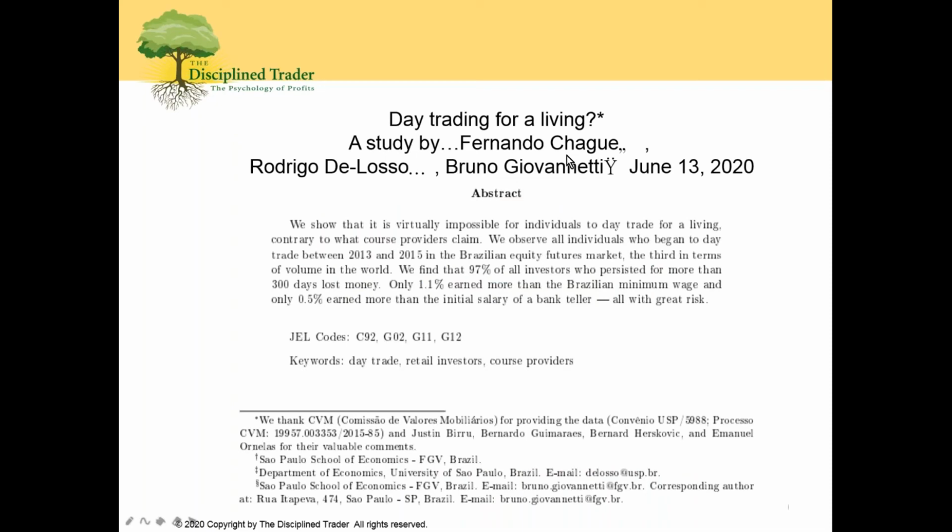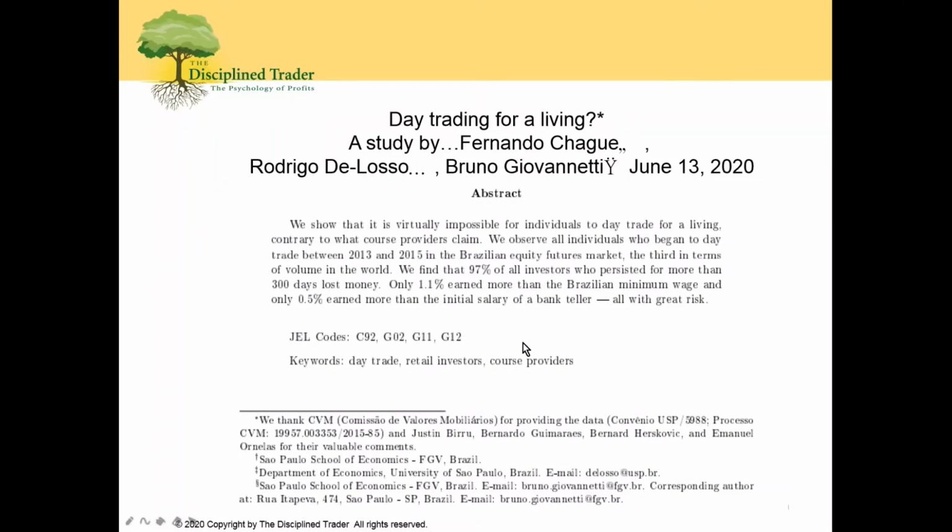And this right here is the Brazilian study that shows that right here it says only 1.1%. They found that 97% of all investors who persisted for more than 300 days lost money. So only 3%, and only 1.1% earn more than the Brazilian minimum wage, and 0.5% earn more than the initial salary of a bank teller in Brazil, which is about $50,000 US, all with great risk. In other words, they were stressed the whole time, but at least they won, I guess they meant by that.